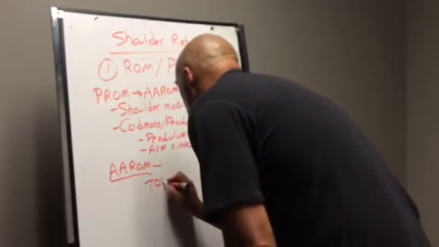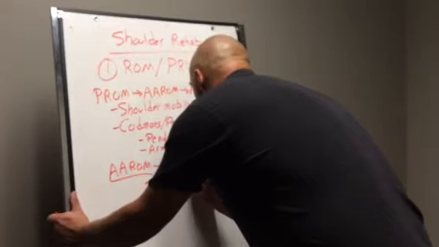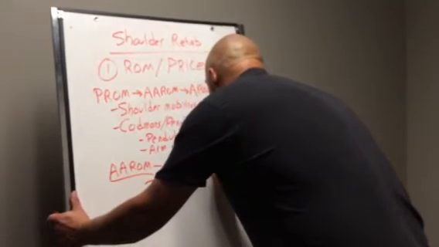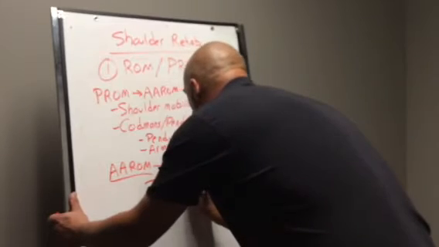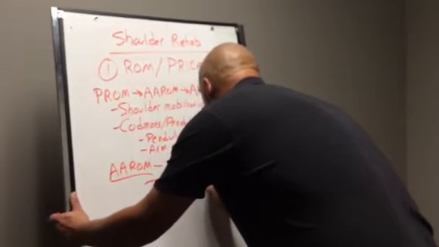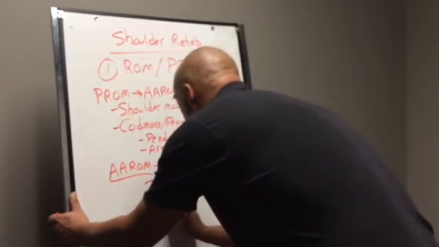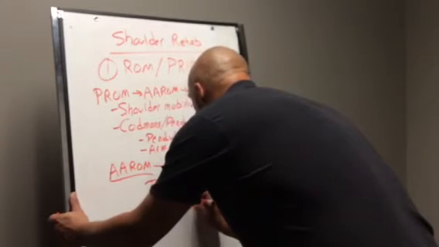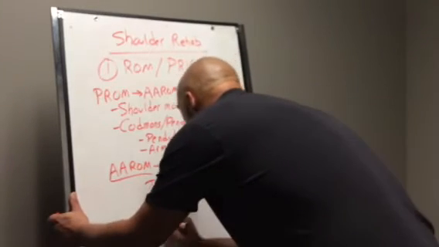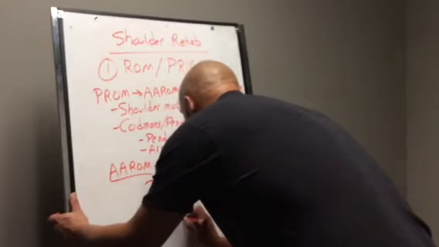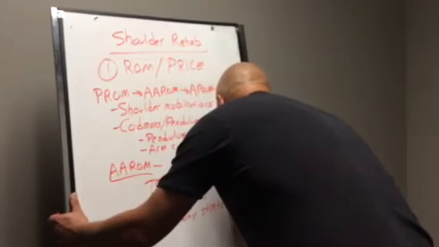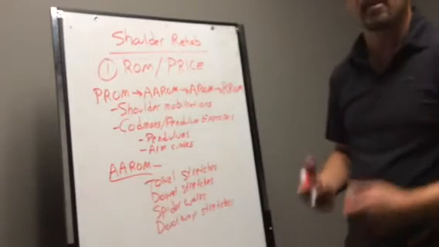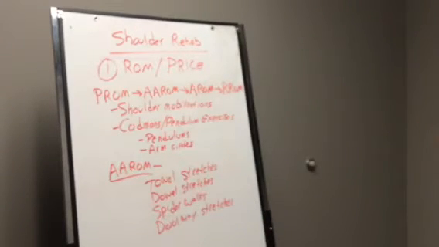So we can do towel stretches. We can do dowel stretches. We can do spider walks up the wall. We can do doorway stretches. A bunch of things to help and assist with range of motion to get more range of motion with that.